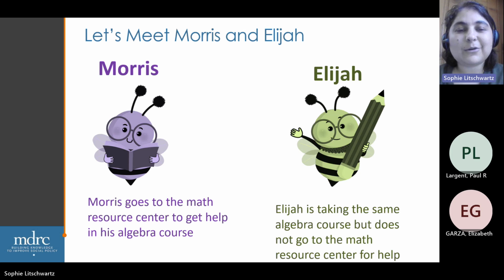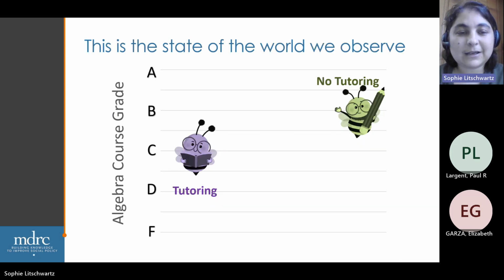So I have two students. This is Morris. Morris goes to the Math Resource Center and gets help with his algebra course. And this is Elijah. Elijah's taking the same algebra course, but doesn't go to the Math Resource Center and get any help. And here's what we observe. So here's Morris getting tutoring and he gets a C. And here's Elijah. Elijah doesn't get any tutoring and Elijah gets a B.